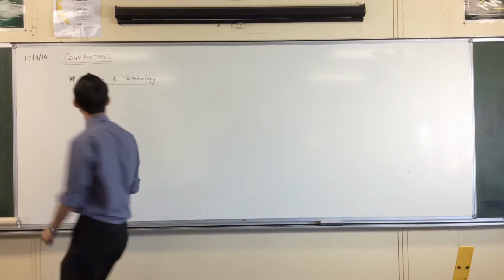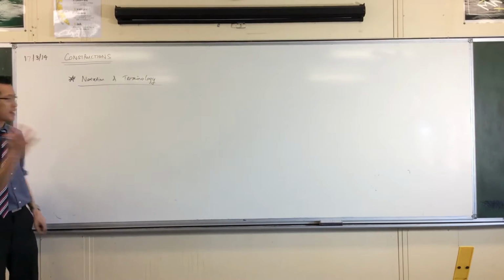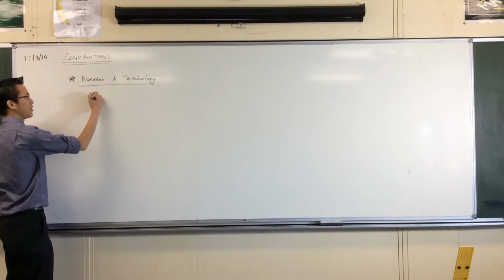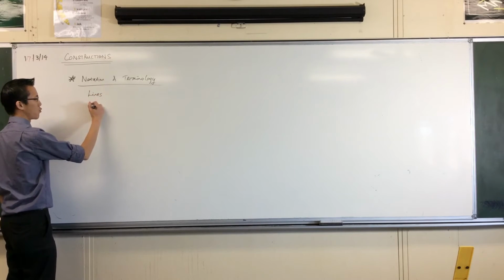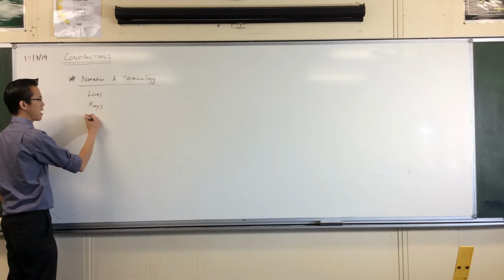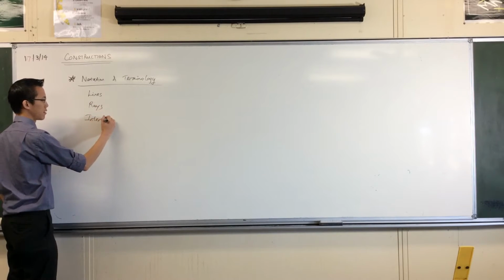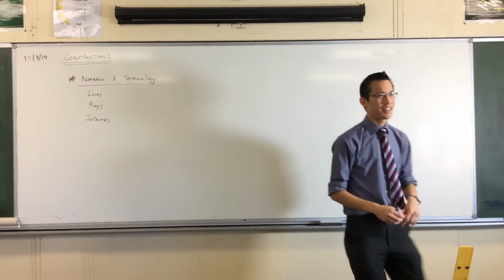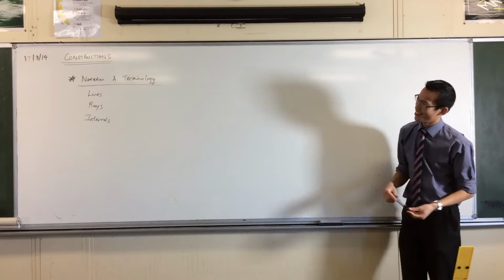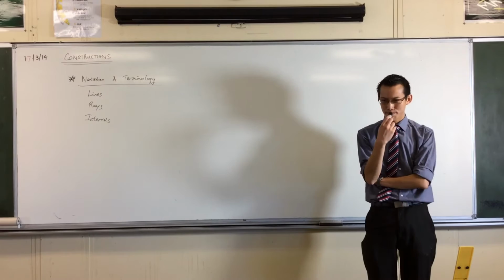So, first, let's talk about three things. We'll go in this order. Lines, rays, and intervals. Okay, so what's a line? This seems like a simple question, doesn't it? How would you define a line?